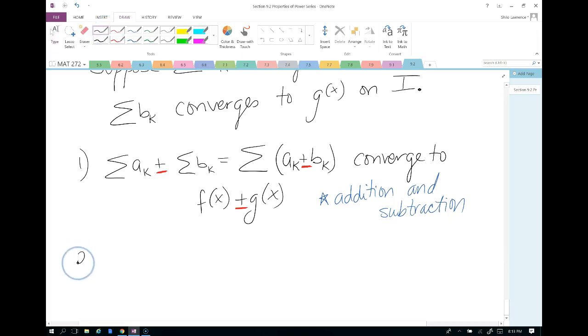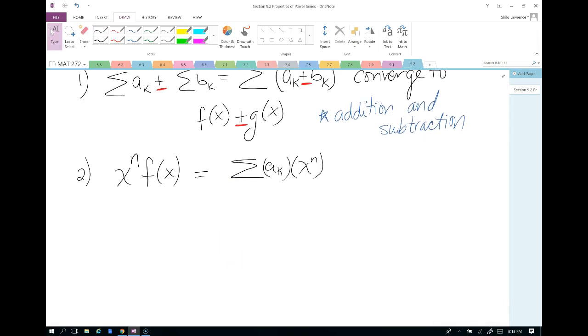Another thing that we can do is we can multiply by a power of x. So if I wanted to figure out a series for, let's say, x to the n times f of x, this is going to be equal to just the sum of a sub k times x to the n. As long as we're just doing a power, we can just multiply it in there. And I'll show you an example of this in a minute.